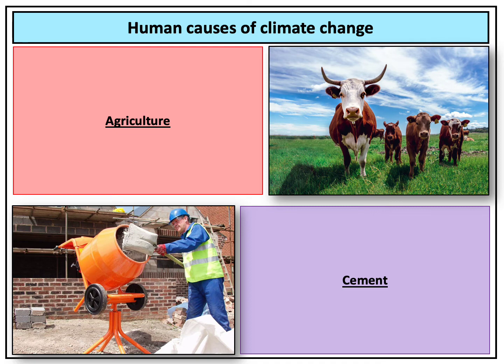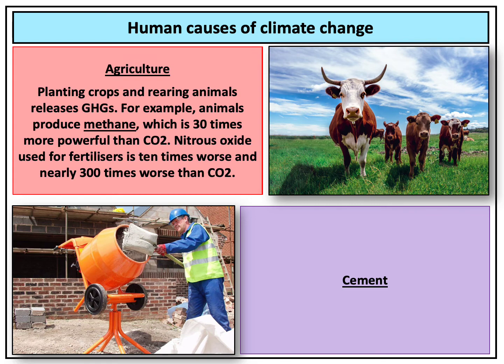Okay, so the first one is agriculture. Planting crops and rearing animals releases greenhouse gases. I've just shortened it to GHGs there. So an example of this is that animals produce methane, and they do that when they pass wind. I'll put that in the politest way possible. And methane is 30 times more powerful than carbon dioxide. So if you are a meat eater, that would then contribute 30 times more than carbon dioxide.